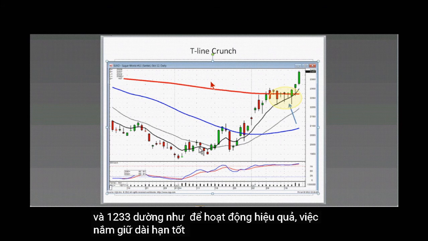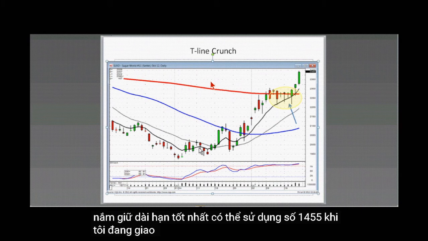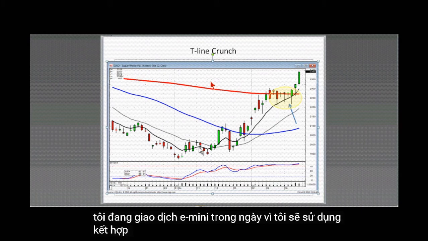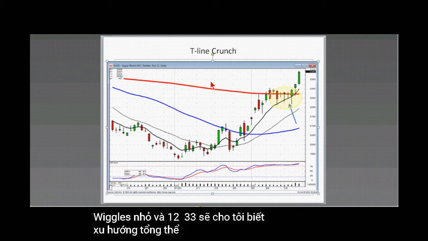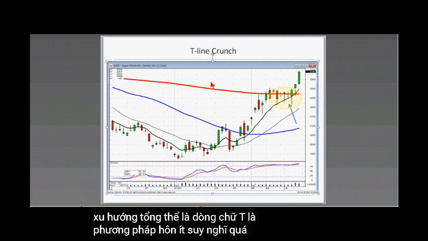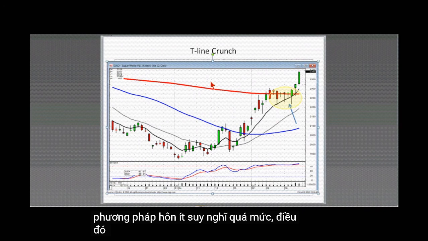Longer term holds might use a 14.55. When I was day trading the E-minis, I'd use a combination of the 12.33 and the 5.22. The 5.22 would be the little wiggles, and the 12.33 would tell me what the overall trend was. The T-line is KISS method. Less overthinking. That's pretty much it.